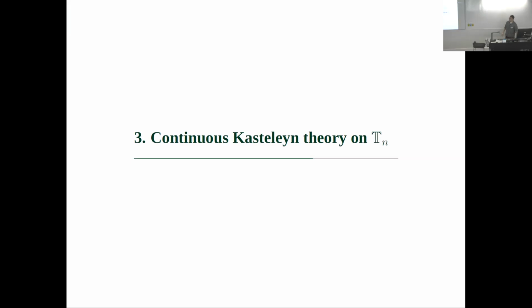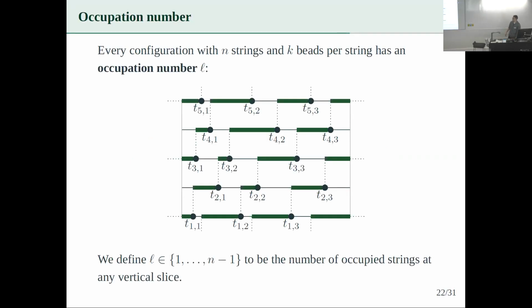So if you take a bead configuration with n strings and k beads along each string, you can draw a sort of picture like this, where you take any bead in the configuration, jump up to the string above, start traveling along, jump up to the string above, start traveling along, and keep doing this until you've touched at some point all of the beads in the configuration. And we can think of this as a sort of occupation process.